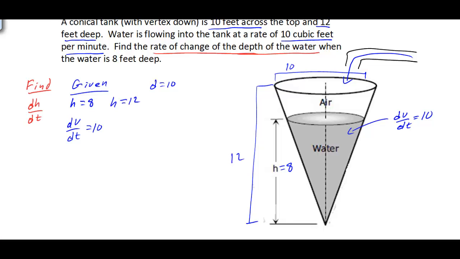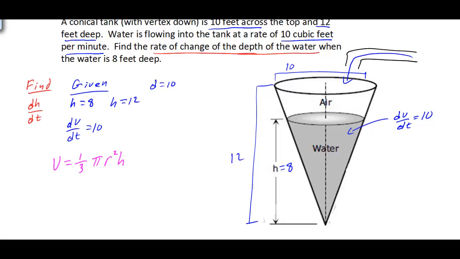Well, it should be pretty obvious that if we're looking at this conical tank, we're talking about this rate of change of the volume, so we're going to have to use the formula for volume. And volume for a conical tank is simply going to be 1/3 pi r squared times the height.